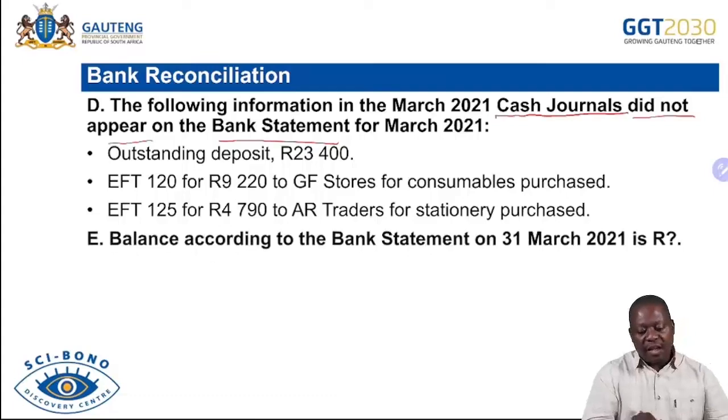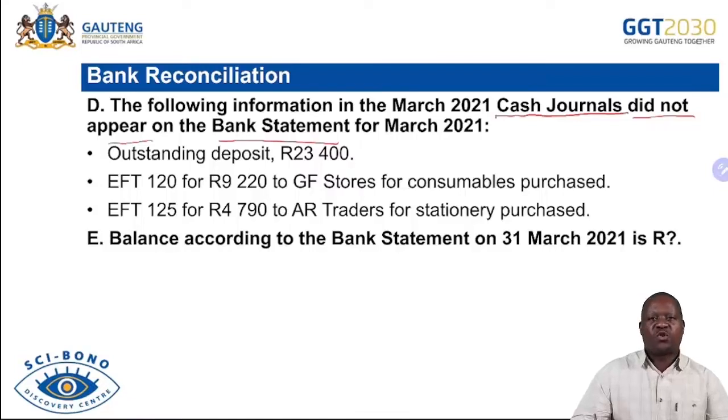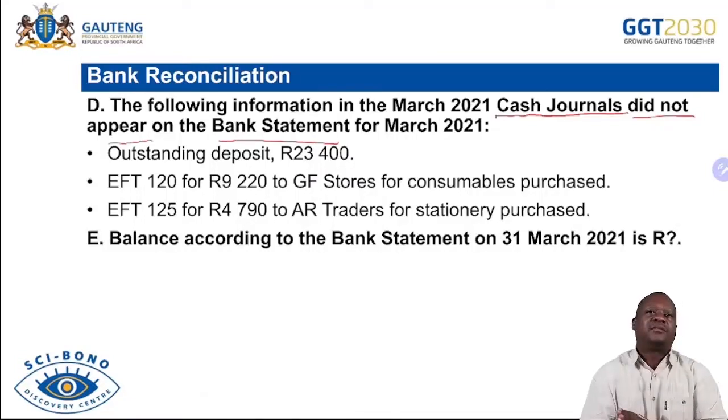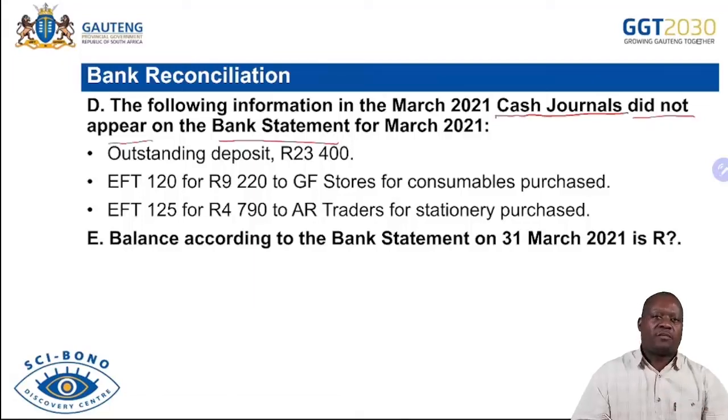Now, the last item there says the balance according to the bank statement on 31 March 2021 is question mark rands. And we are not sure. But we are going to be able to find it when we get to the statements. So for now, let's deal with our statements one after the other, starting with our CRJ.